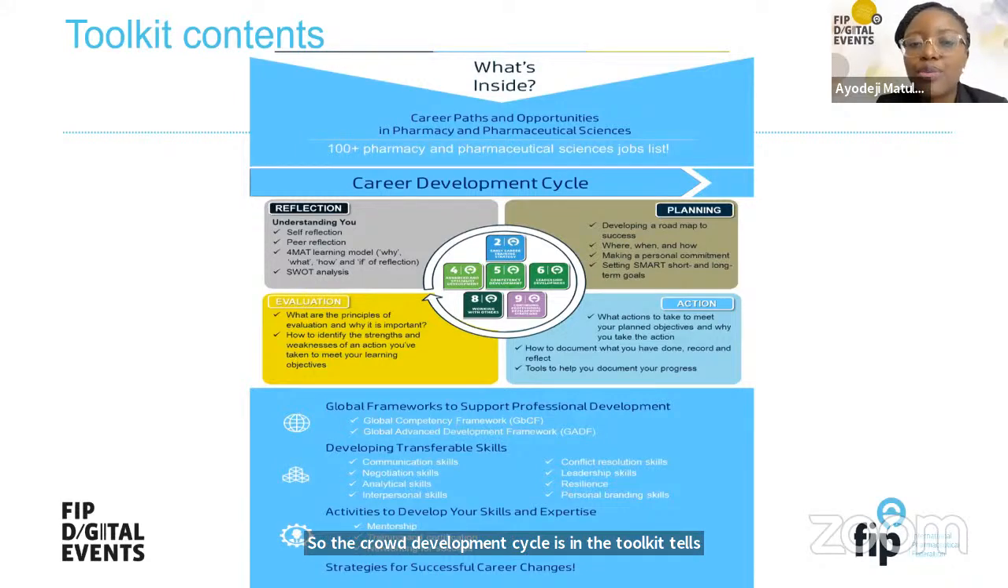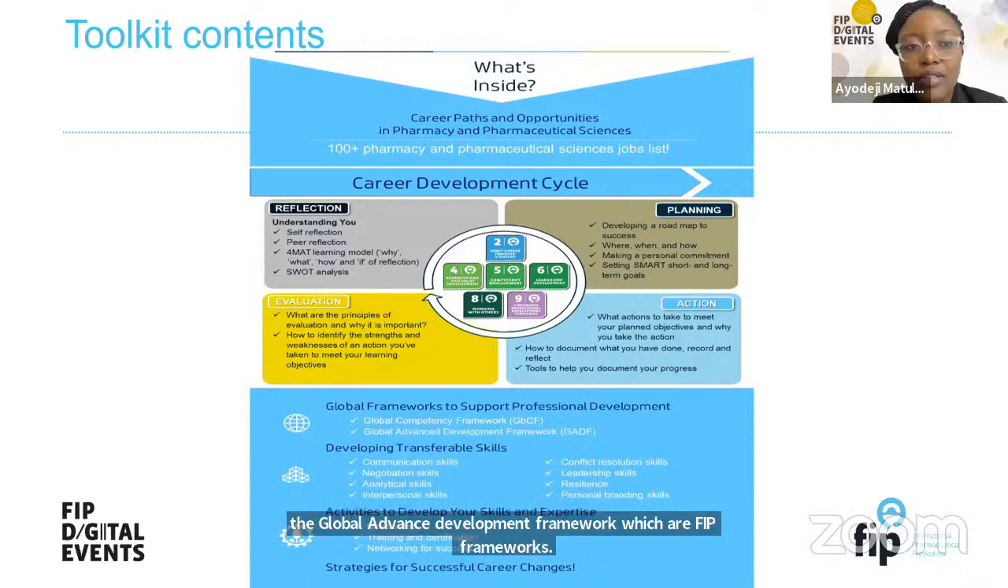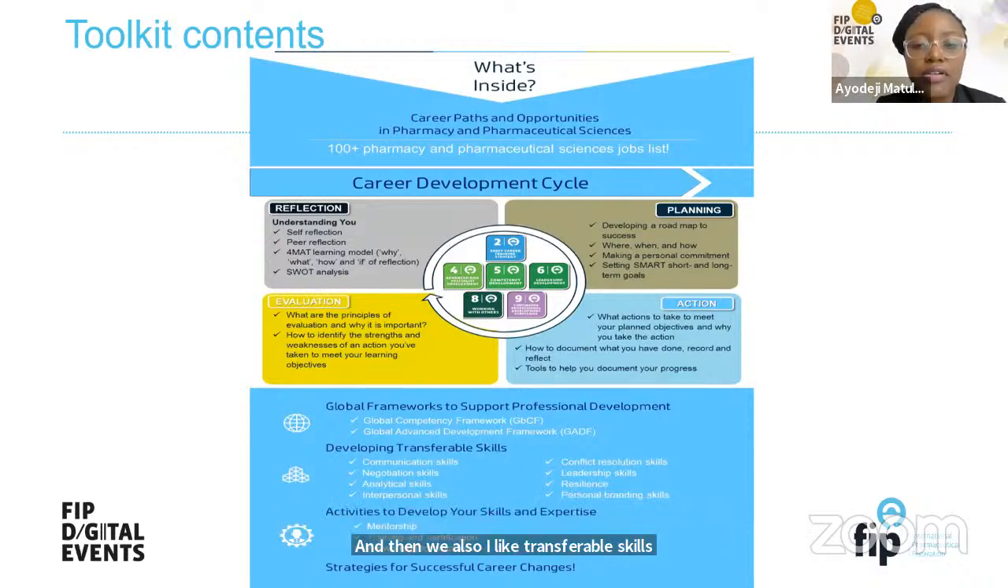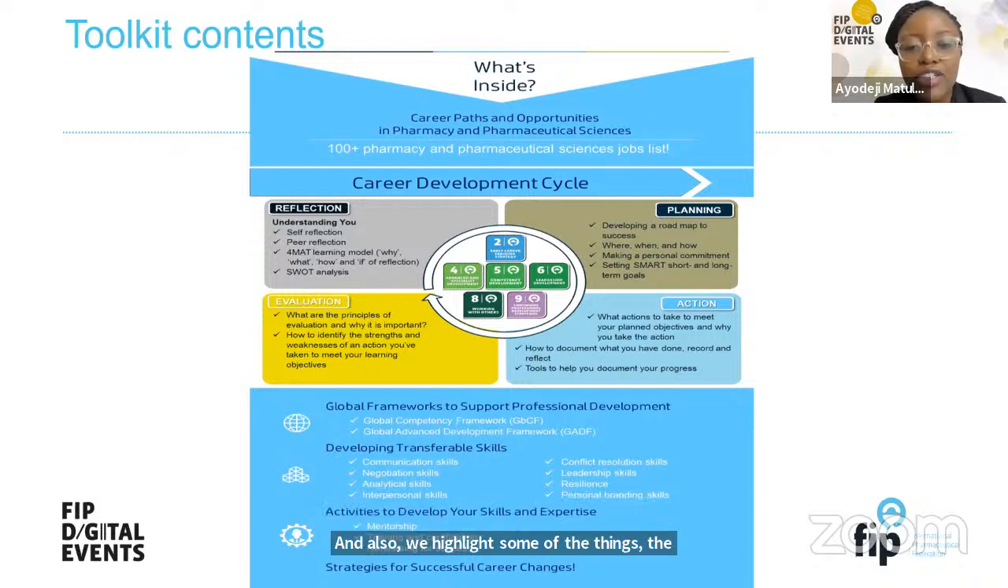And also in the toolkit, we have the global framework to support professional development, where we highlight the GbCF and the Global Advanced Development Framework, which are FIP frameworks. We also highlight transferable skills in the toolkit, because developing skills is very important, and we have different case studies to support the development of those skills. We also highlight some of the things that FIP CPG does, which can help, like mentorship, training, and certifications, and how to network effectively. The final main chapter looks at strategies to help a successful career change.